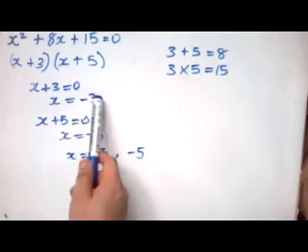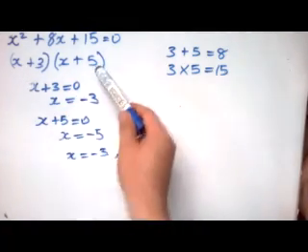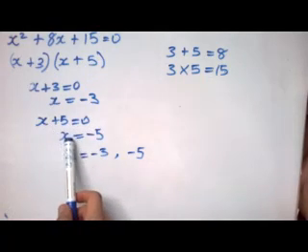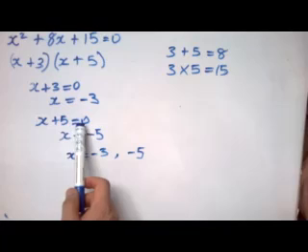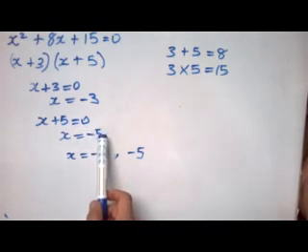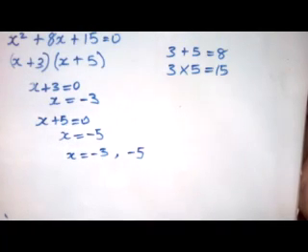So x is equal to minus 3. The second bracket, x plus 5 equal to 0. So x becomes the subject of the formula. Plus 5 will cross over the equality sign to the right hand side of the equation to become minus 5. So x is equal to minus 3 or minus 5. That is the answer to that equation.